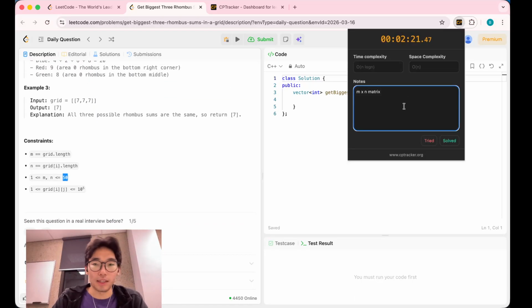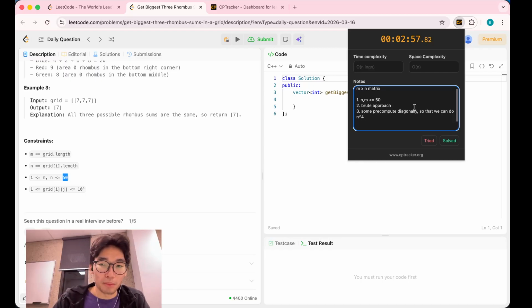Just by looking at this statement, the first observation is that n and m are pretty small numbers, which basically means we can do some brute force approach. But at the same time, I feel like we have to do some pre-computing diagonally so that we can do an n to the power of 4 solution.